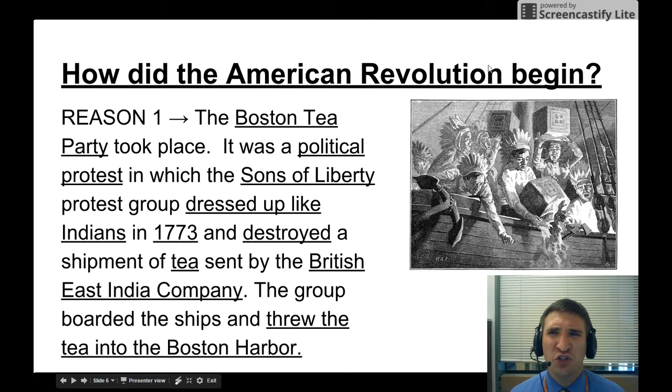How did the American Revolution begin? Reason one, the Boston Tea Party took place. It was a political protest in which the Sons of Liberty, here they are to the right in this picture, a protest group dressed up like Indians in 1773, you see their headdresses here, destroyed a shipment of tea sent by the British East India Company. The group boarded the ships and threw the tea into the Boston harbor. Here you see them with axes destroying the tea and dumping it overboard.